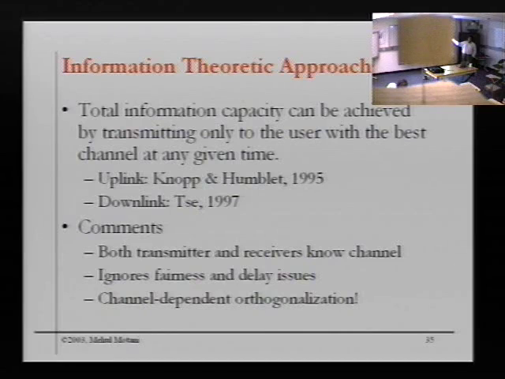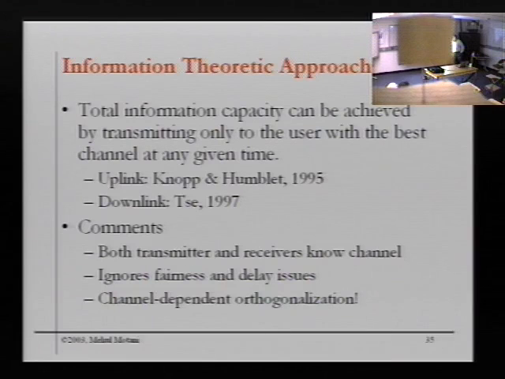In '95 and '97, for the uplink and downlink respectively, these authors showed that if you want to maximize the information theoretic capacity of this multi-user system, you actually don't want to orthogonalize, don't want to create multiple point-to-point links. You want to take all the channel resources and give them to the user with the best channel at any time. And this is what they called multi-user diversity. Actually, it's Raymond Knopp in his thesis who called it multi-user diversity.